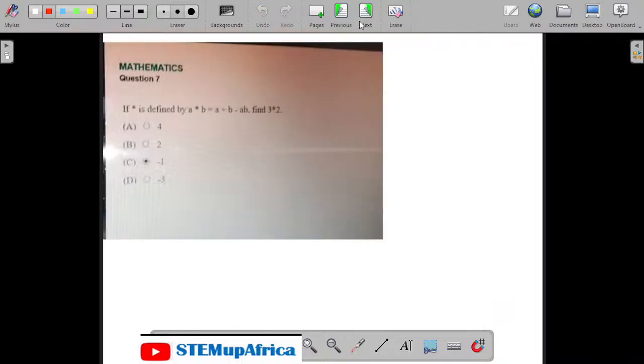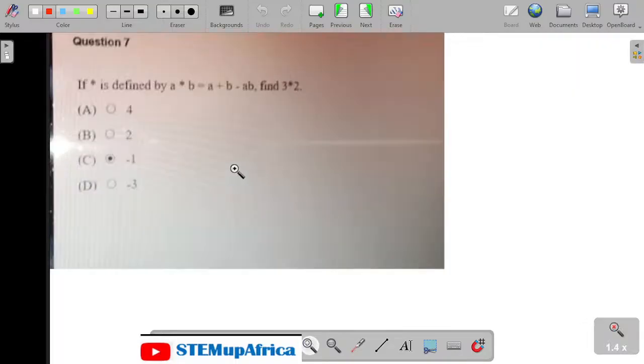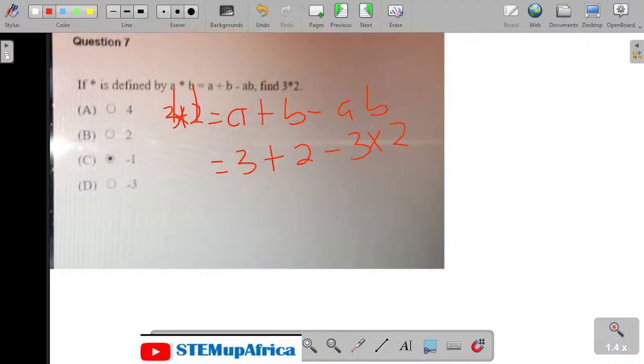Here we have another binary operation. You say if this is defined as this, find 3 operation 2. So here is 3 operation 2. So if you compare, what are we having? A is 3, B is 2. So anywhere you see A, you put 3, anywhere you see B, you put 2 in that expression. Here will now give us what? A plus B minus AB, which is 3 plus 2 minus 3 times 2. 3 plus 2 minus 6, which is what? Answer is minus 1, option C.